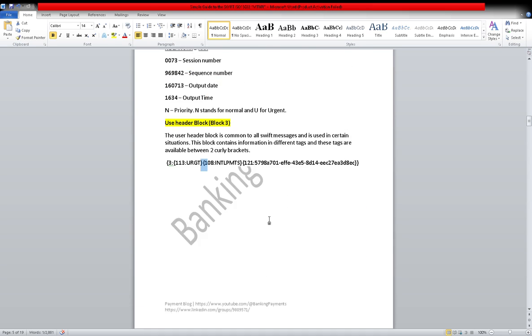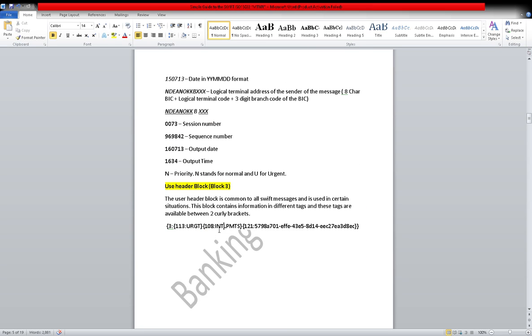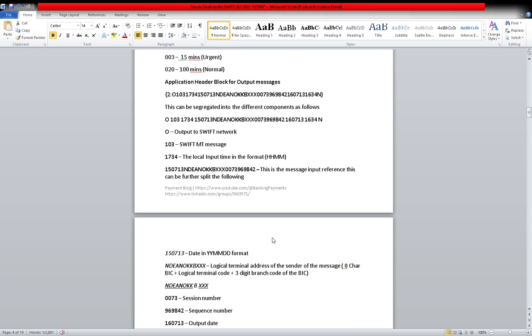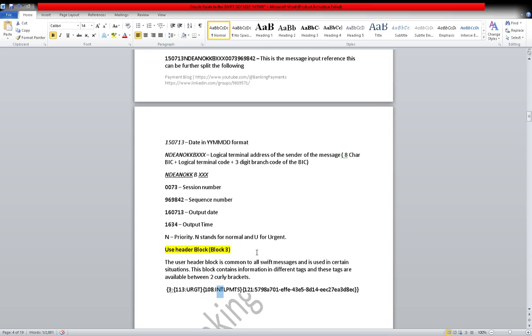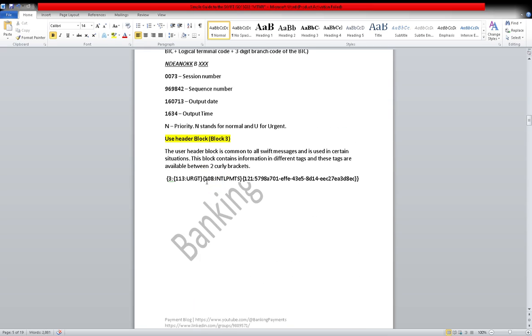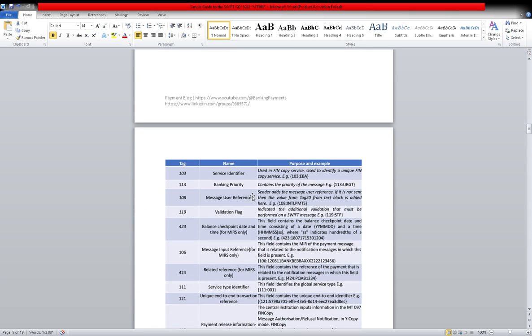Some message reference is being added, and this value is taken from tag 20. This value is added in block 3 from tag 20. So this value 108 is taken from your tag 20, and it means the message user reference. The sender adds this message user reference. If it is not sent, then the value from the tag 20 text block is added to this 108.